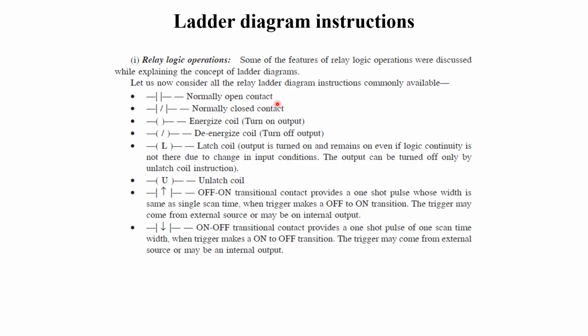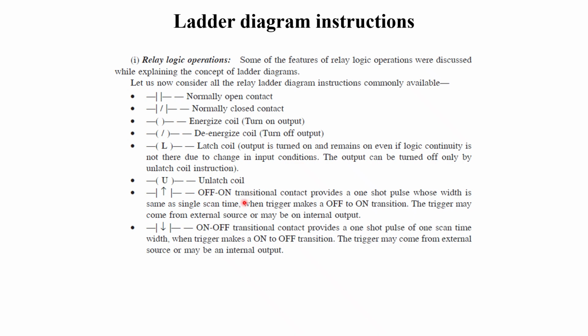This is a normally open contact, this is a normally closed contact, and you have an energized coil and a de-energized coil, which turn on or turn off an output, and you have a latch coil. Okay, latch coil is there, and there is one more coil, which is called an unlatch coil.